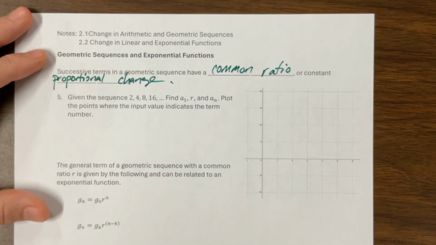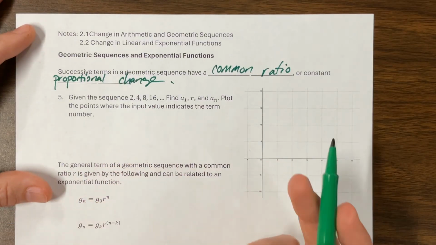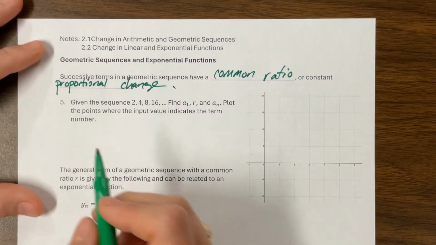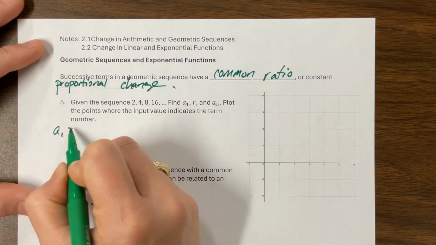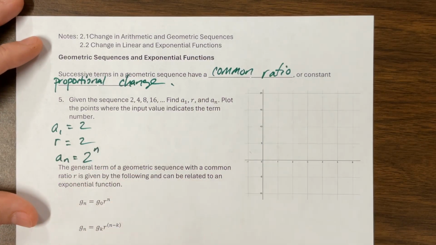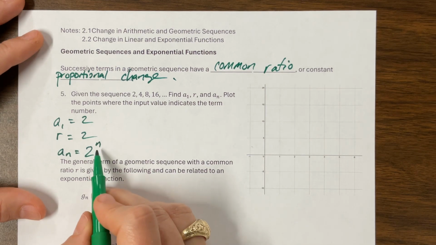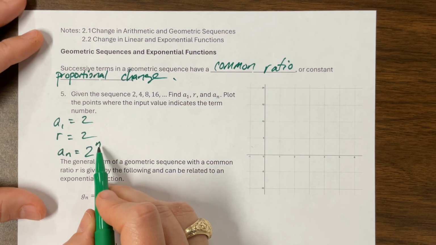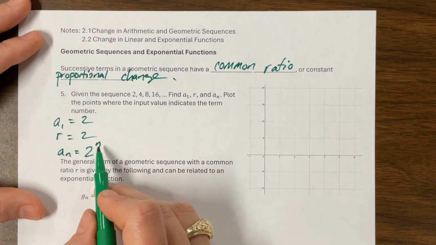Okay, so they give us the sequence 2, 4, 8, 16. Notice, hopefully, that we're multiplying by 2 each time. The first term was 2, the common ratio was 2, and a sub n is just 2 to the n. So when I plug in 1, that's 2 to the 1 is 2, plug in 2, 2 squared is 4, plug in 3, 2 cubed is 8.